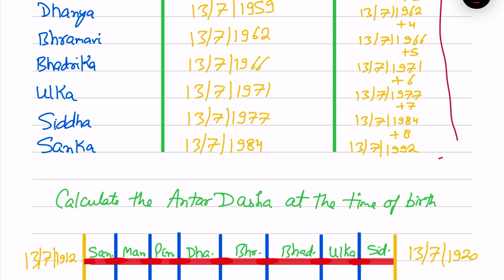In Yogini, we have only Mahadasha and Antardasha. Unlike Vimshottari, where we have multiple subdivisions: Mahadasha, Antardasha, Pratyantardasha, Sukshma Dasha, then Prana Dasha. All those classifications are there in Vimshottari. Here we only do the Mahadasha calculation and Antardasha calculation. So let's do the calculation for Antardasha at the time of birth.